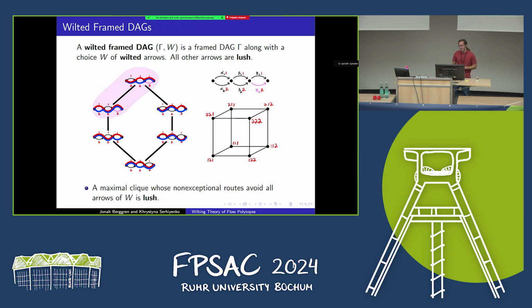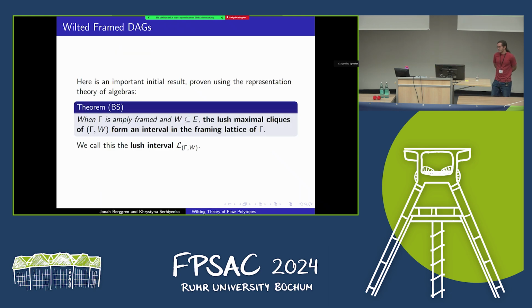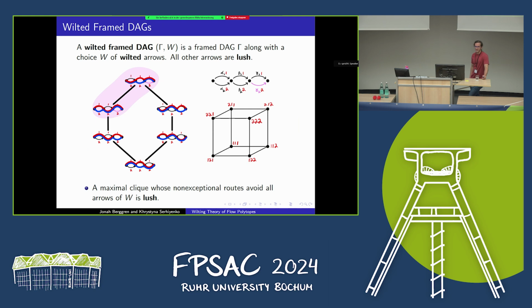And I get these highlighted, reduced maximal cliques here, and I call them lush because they're the ones that don't use the wilted arrow. They don't use this 2 right here, and the rest of them do. So I like these ones better. And the initial observation for this project is that we always get an interval. And this is proved using algebra magic. It's the representation theory of algebras. So you get an associated gentle algebra, and you look at its torsion classes, and you do some fancy things. So this is given to us by the algebra. We get an interval. And so, of course, this is a pretty silly interval.